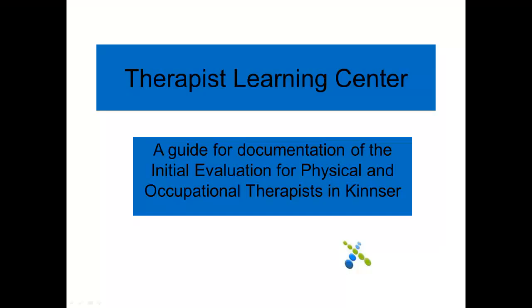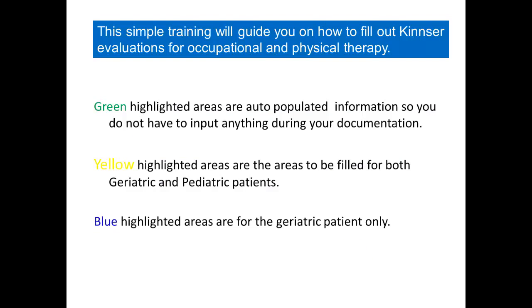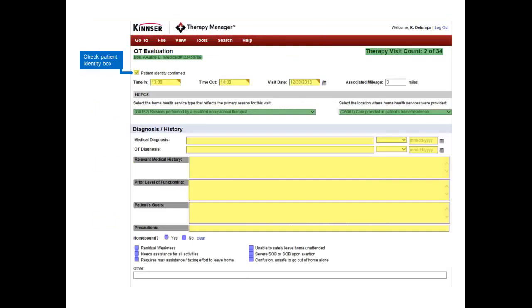A guide for documentation of the initial evaluation for physical and occupational therapists in Kinnser. This simple training will guide you on how to fill out Kinnser evaluations for occupational and physical therapy. Green highlighted areas are auto-populated information, so you do not have to input anything during your documentation.